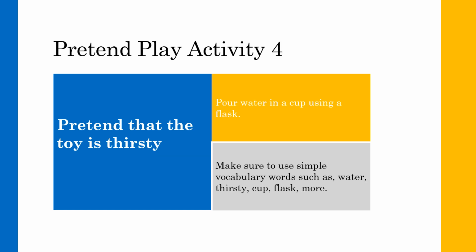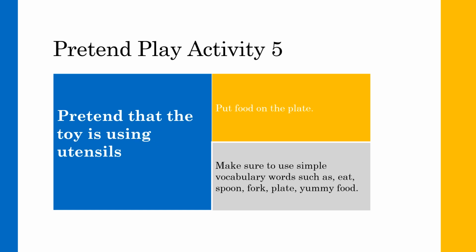We could pretend that the toy is thirsty. Pour water in a cup using a flask and make sure to use simple vocabulary words such as water, thirsty, cup, flask, more water, give me. We could pretend that the toy is using utensils. We could put food on the plate and make sure to use simple vocabulary words such as eat, spoon, fork, plate, yummy food.